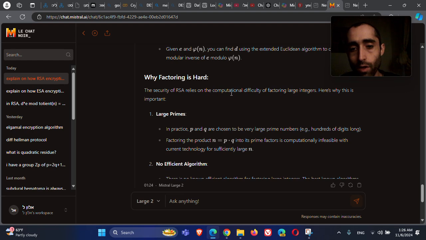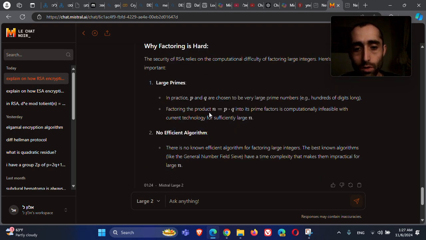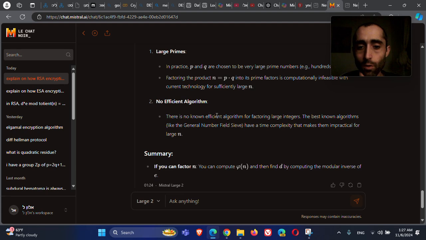The security of RSA relies on the computational difficulty of factoring large integers. Here is why this is important. Large primes: in practice, p and q are chosen to be very large prime numbers. Factoring the product of these into prime factors is computationally infeasible with current technology for sufficiently large n. So, taking a number and factoring it into the prime numbers that build it is very difficult for very large numbers. There is no known efficient algorithm for factoring large integers. The best known algorithms, like the general number field sieve, have a time complexity that makes them impractical for large n.